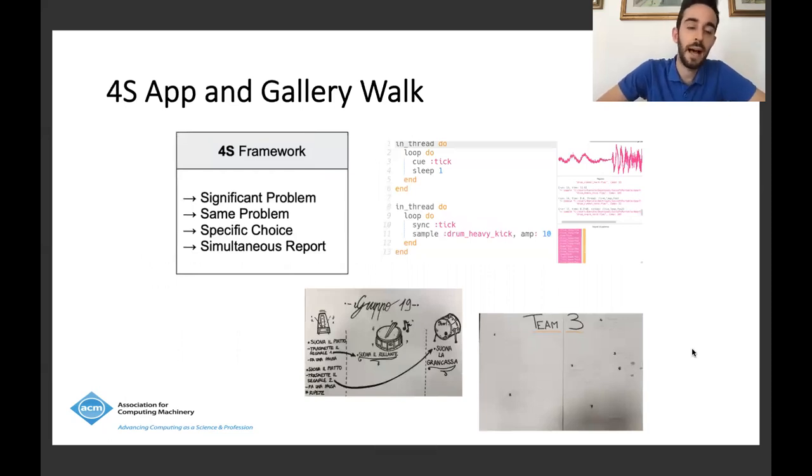Then there is the team application phase, where the task must follow the 4S framework, which means that the problem must be significant, must be complex enough to engage all the members of a team, and must be the same problem for all the teams, with a specific choice in a simultaneous report. After the task, teams have to prepare a poster where they can share their reasoning, and this phase triggers a lot of discussion among teams.